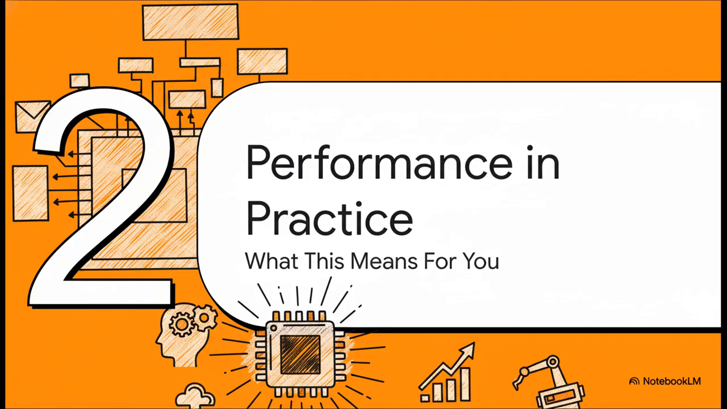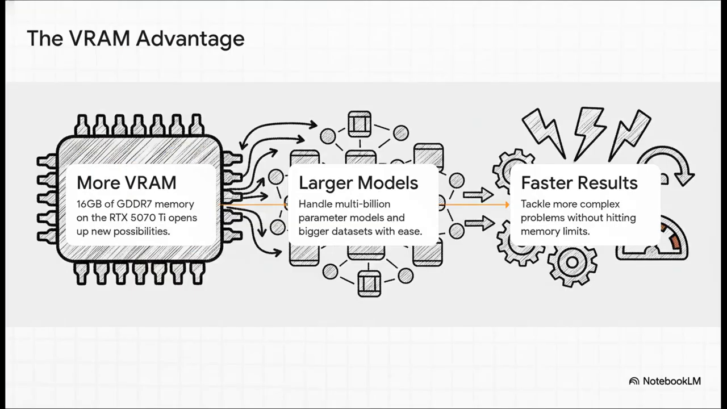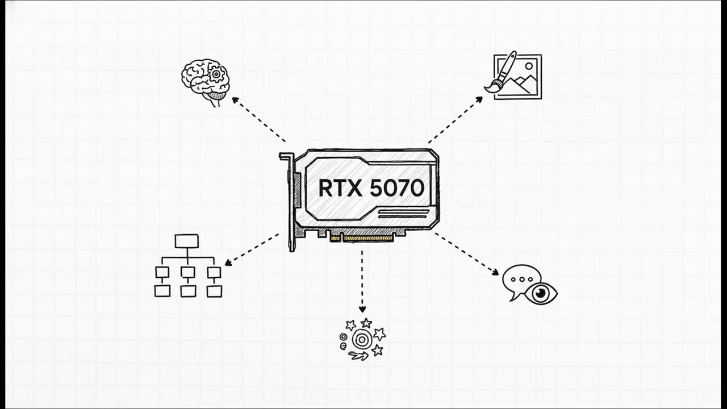Let's translate these specs into some real-world advantages. Let's go back to that VRAM advantage because it's so important. It's a pretty simple chain of events, really. The Ti has more VRAM and more bandwidth, which lets you load up bigger and more complex AI models, which in turn means you can tackle tougher problems and get your results way faster. Simple as that.